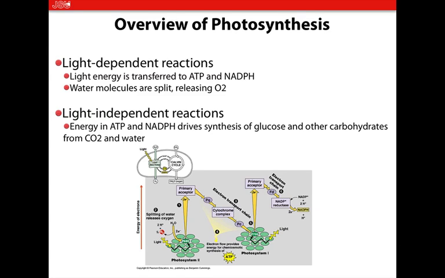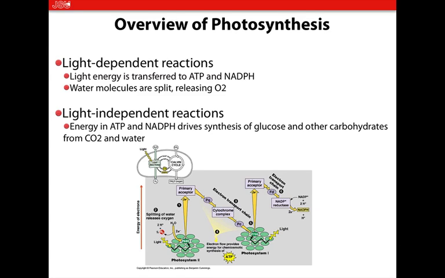So let me just review one more time. Light-dependent reactions, what goes into it? 1, light energy. 2, water. What comes out of light-dependent reactions? 1, oxygen, because we have removed the protons and the electrons from the water that went in. ATP comes out. NADPH comes out. That's a hydrogen carrier.